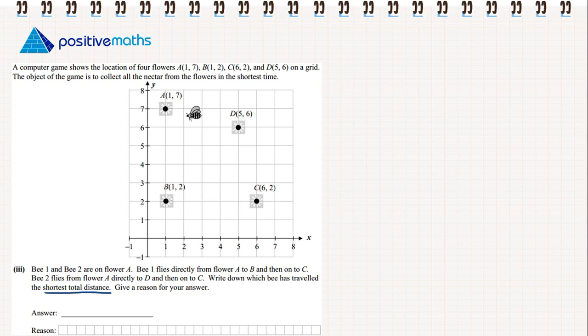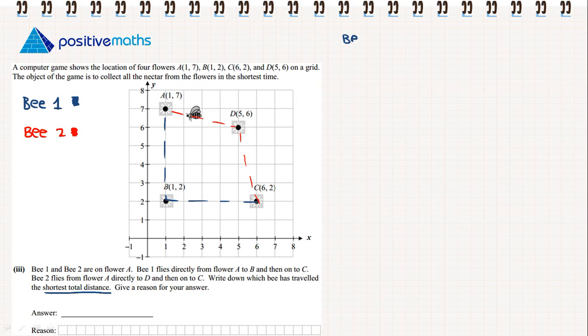So in order to be able to see this visually, first of all, I'm going to map out how they travelled. B1 is going to be marked out in blue. We're told B1 flies directly from flower A to flower B and then on to C. And then B2, which I'm going to mark the path of its flight in red, travels from A to D directly and then to C.